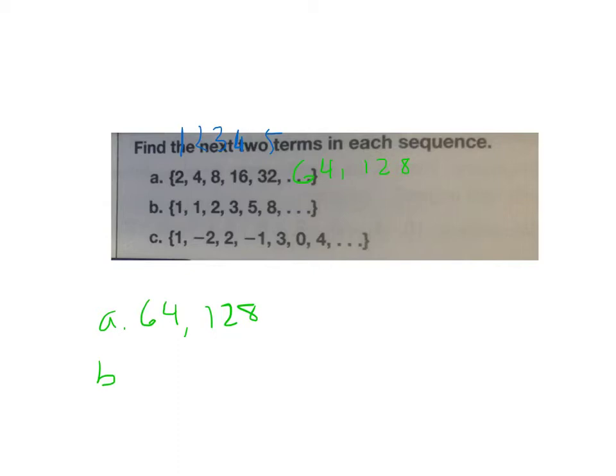Now for B, I've got 1, and then a 1, and then a 2, and a 3, and a 5. So this looks like I'm adding. 1 plus 1 is 2, 2 plus 1 is 3, 3 plus 2 is 5, so I'm adding the front two. So 8 plus 5 is 13, and 13 plus 8 is going to be 21, so those will be the next two terms there.